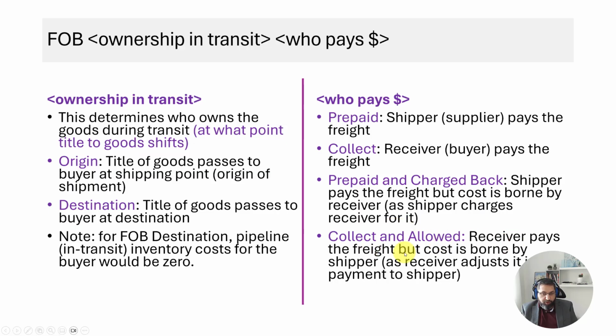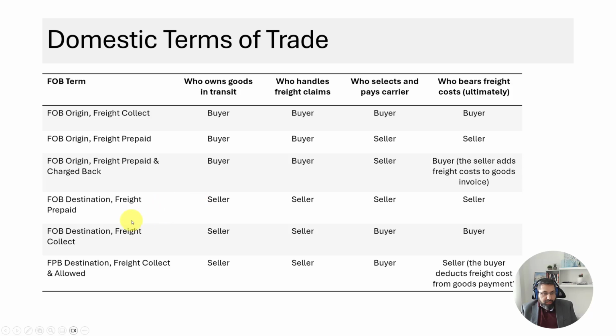So the receiver pays the freight, but the cost is borne by the shipper, the supplier company, because the receiver adjusted in the payment to the shipper. Okay. So that gives you these 6 different possibilities.